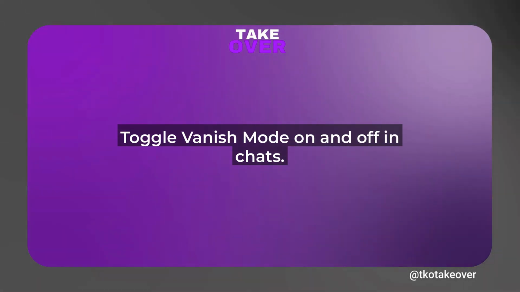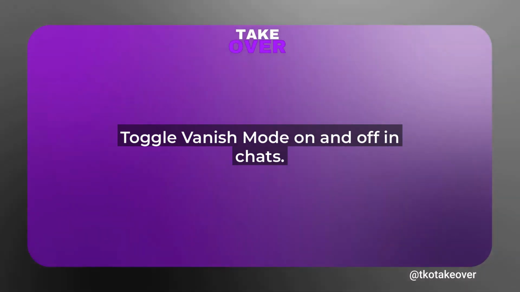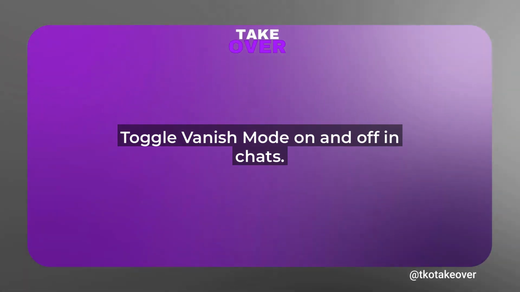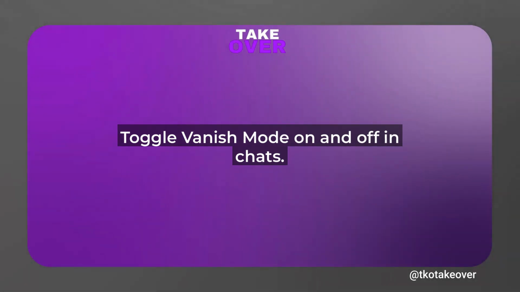If these steps haven't helped, try toggling vanish mode off and on manually. Go to a direct message, swipe up to enable or disable it, and see if that resets the feature. And as a last resort, head to Instagram's Help Center or contact support through the app. They can provide personalized assistance for any ongoing issues.